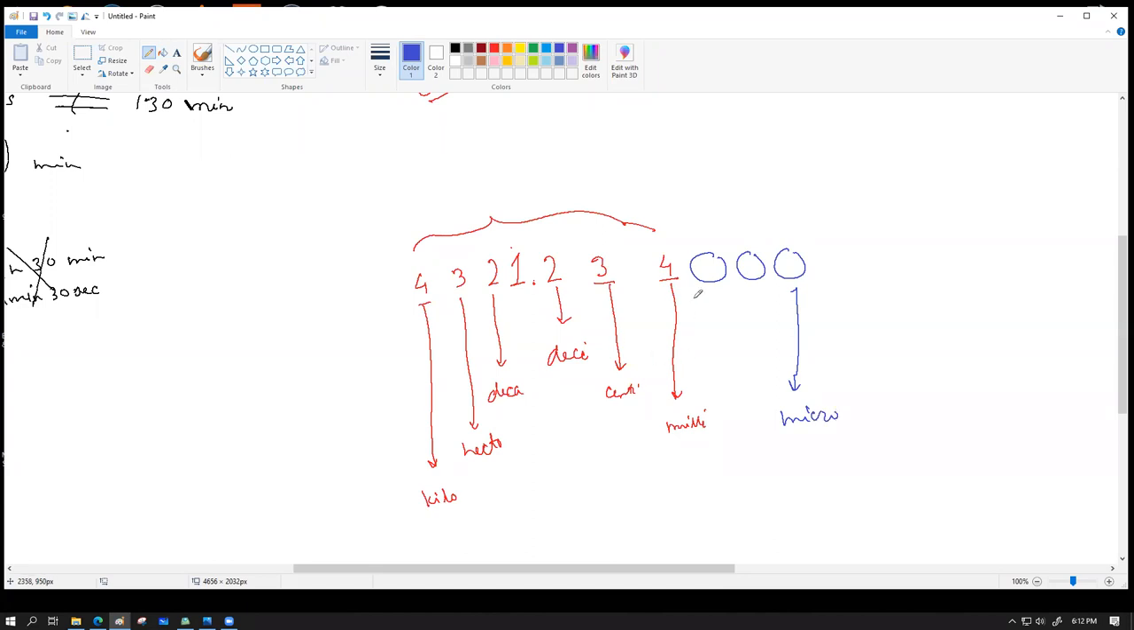If I just give you the power of 10, for example, milli has a multiple of 10 to the power minus 3. Micro has a multiple of 10 to the power minus 6. If you wonder what that even means, what is this coming from? Let me show you what this is coming from.